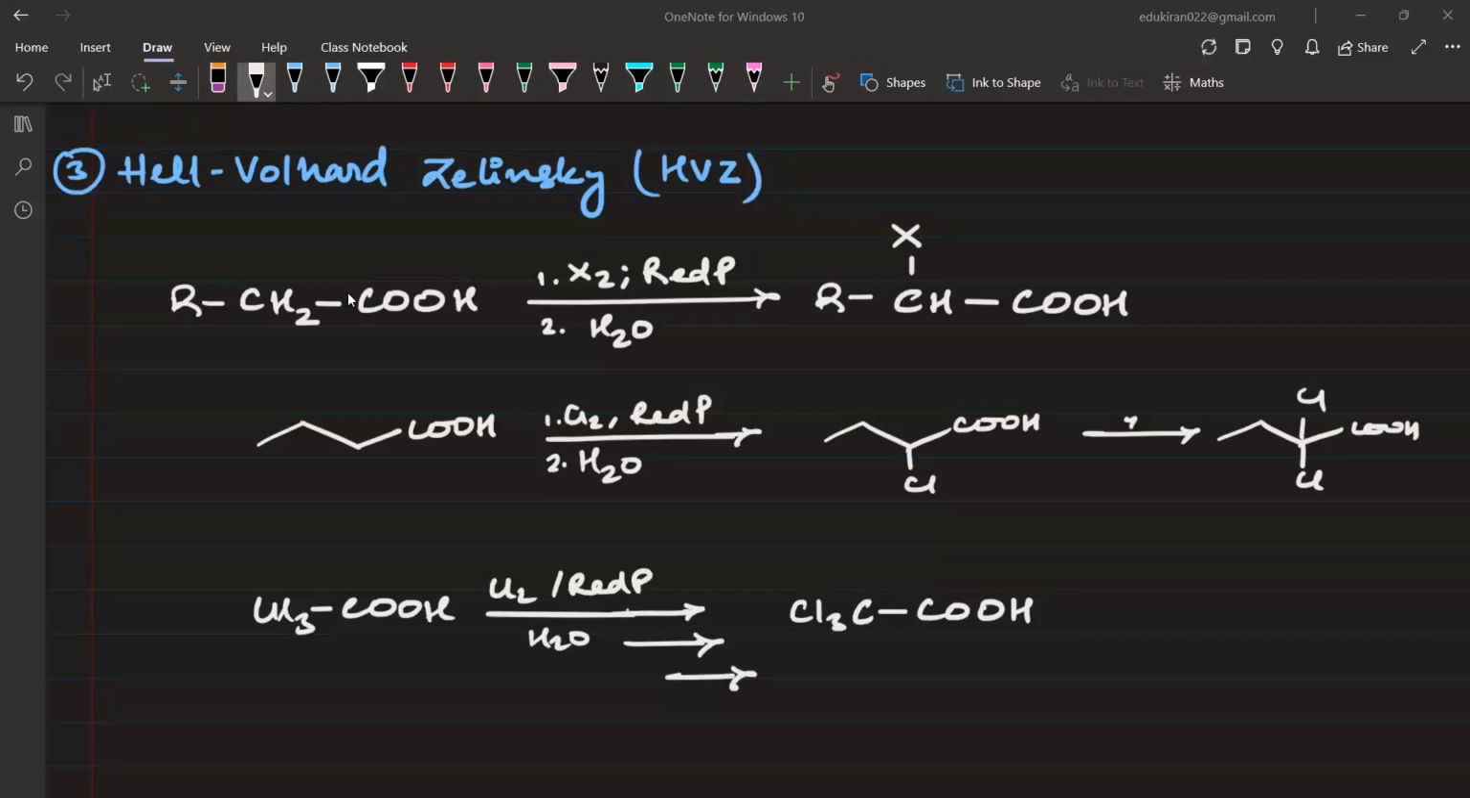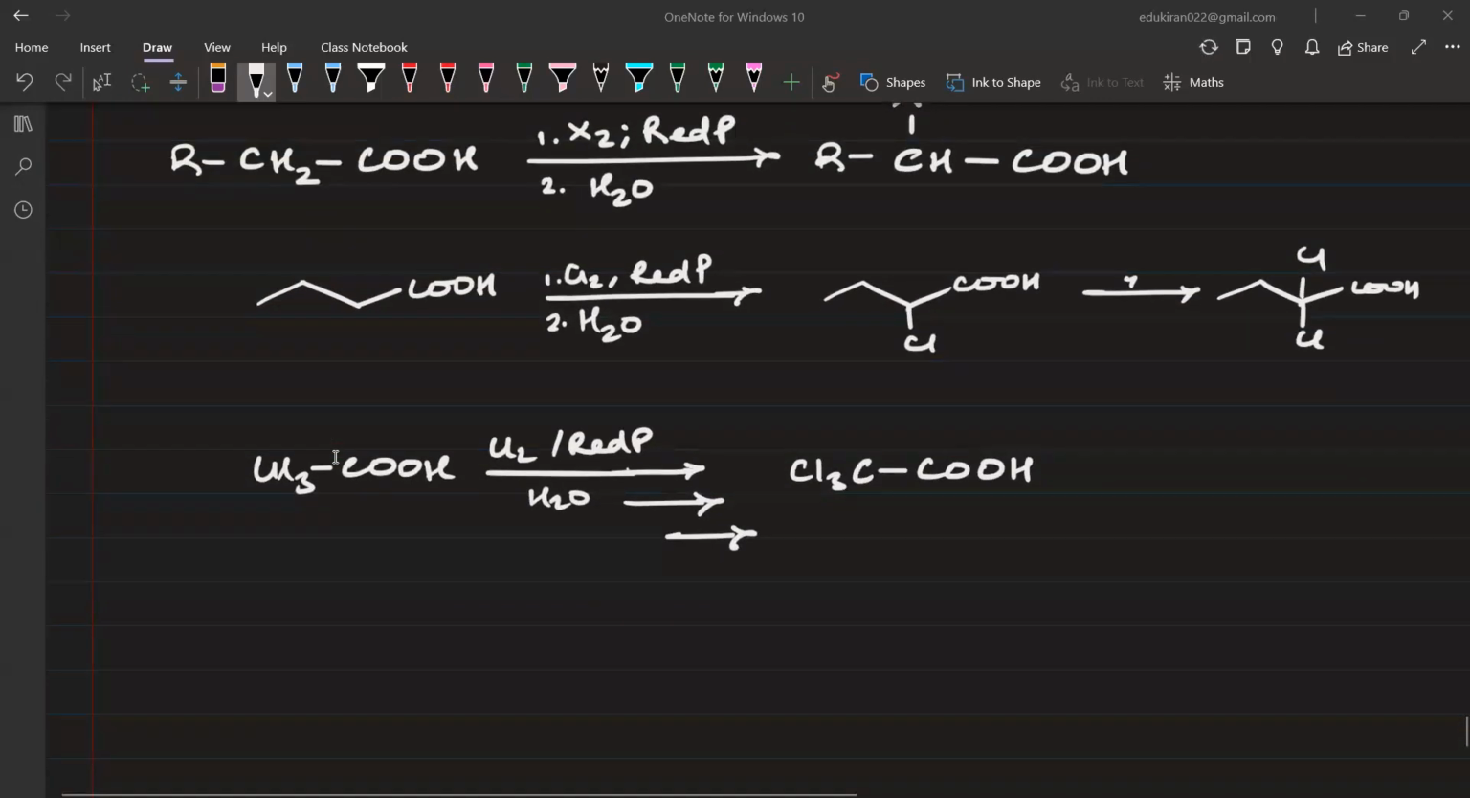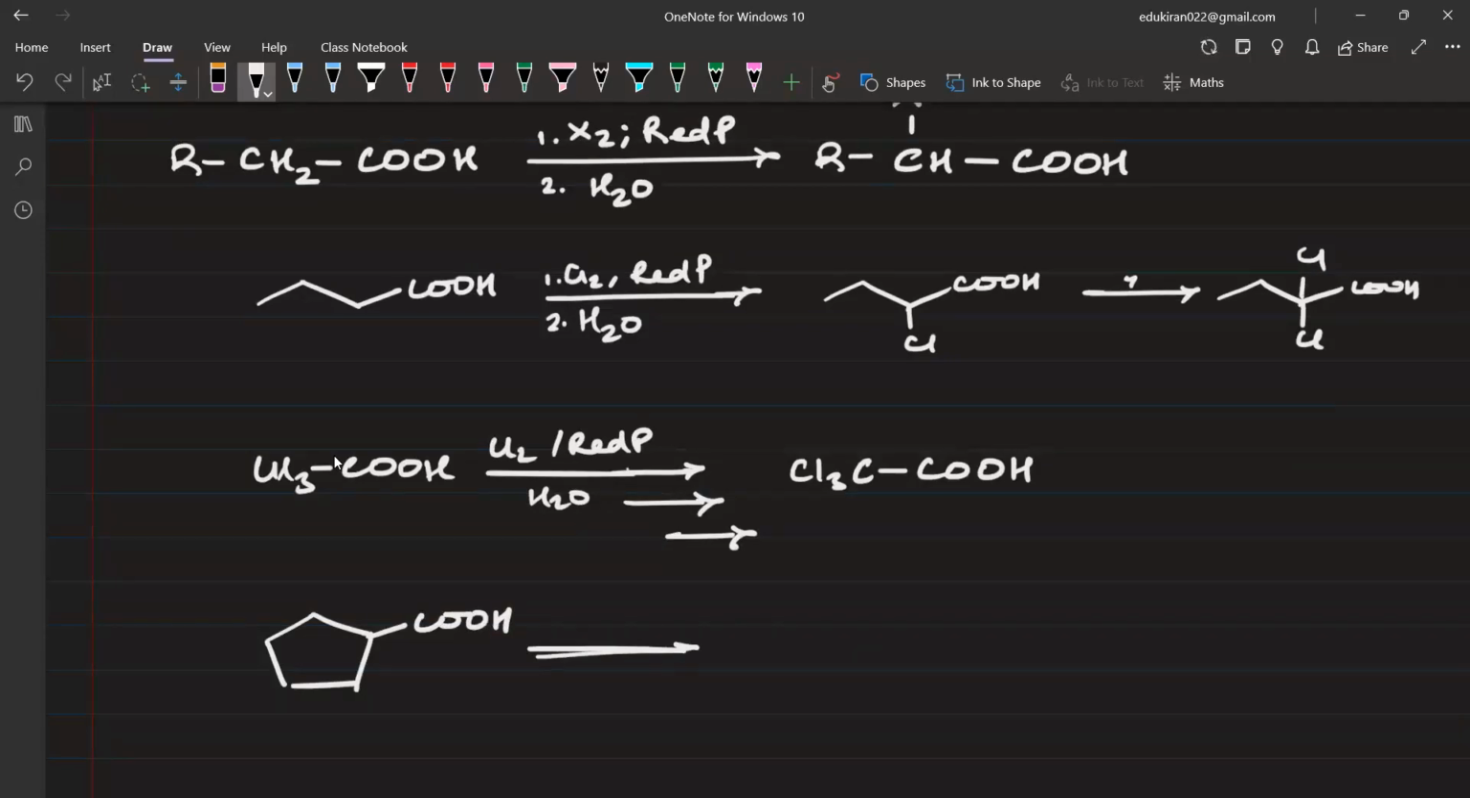Yes, sir. Okay. Now, another case is when you have something cyclic which is attached with carboxylic acid, COOH. Same thing. Then what will happen? The COOH will be as it is. This is the alpha carbon. It has one hydrogen. It will react with the reagent and it will give you, let us suppose, chlorine. So here you get chlorine.